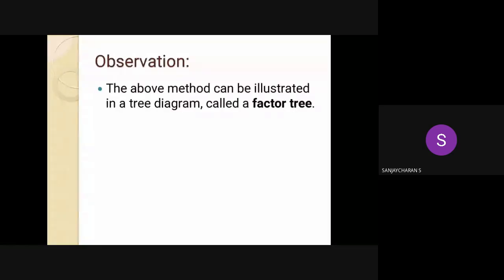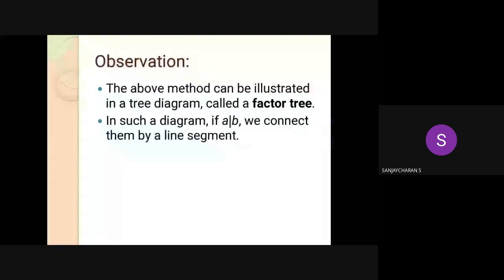Observation. The above method can be illustrated in a tree diagram, called a factor tree. In such a diagram, if A divides B, we connect them by a line segment. 2520 is factored as 40 into 63. 40 is factored as 4 into 10. 4 is factored as 2 into 2, 10 as 2 into 5, 63 as 7 into 9, and 9 is factored as 3 into 3.